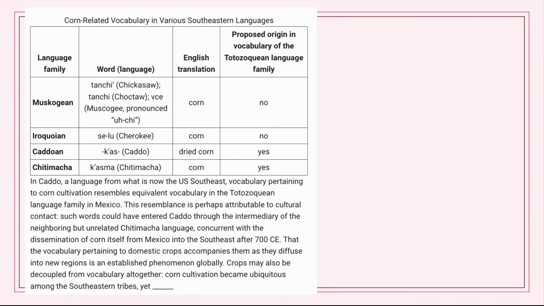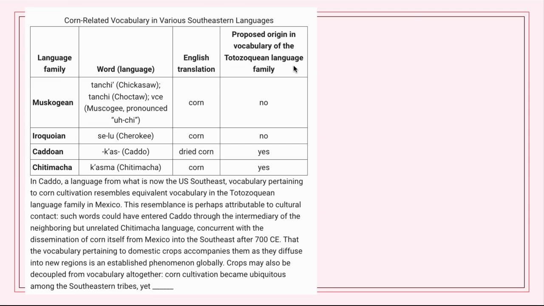All right, this is finally our last question. Okay, we have one more chart, and it says corn-related vocab in various southeastern languages. It says language family, then it says word, English translation, which is all just corn, and proposed origin of this language family.